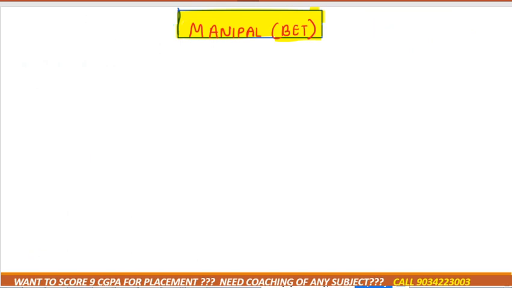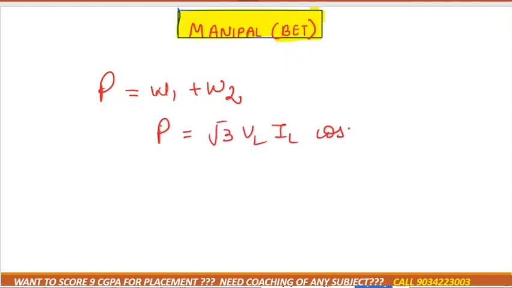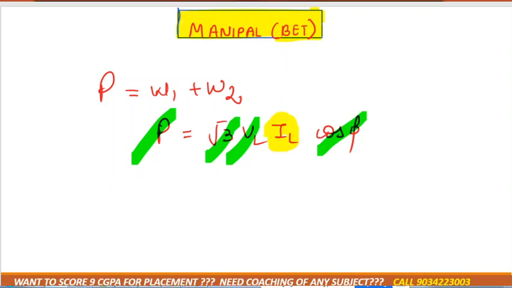Okay. Next, you need to calculate power. Power is W1 plus W2, and the power formula is root 3 V_L I_L cos phi. Power we know, V_L we know, cos phi we know. So now we can get I_L, right?